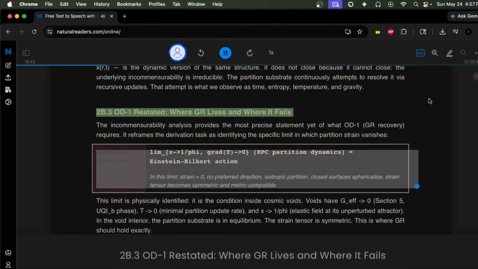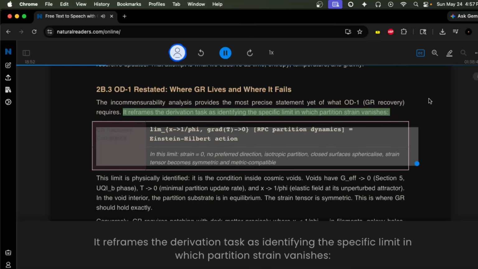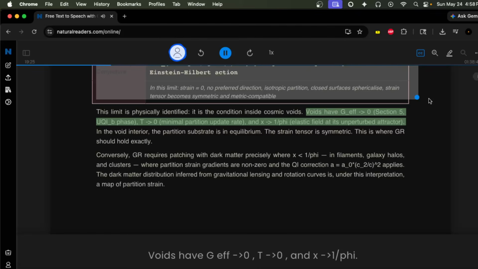2b.3 OD1 restated: where GR lives and where it fails. The incommensurability analysis provides the most precise statement yet of what OD1 requires. It reframes the derivation task as identifying the specific limit in which partition strain vanishes. This limit is physically identified, it is the condition inside cosmic voids. Voids have ∇φ→0, T→0, and x→1/phi.